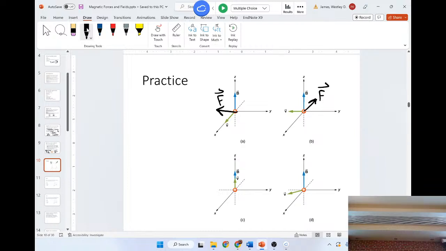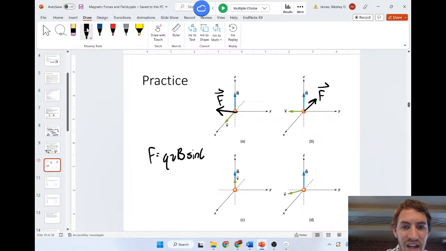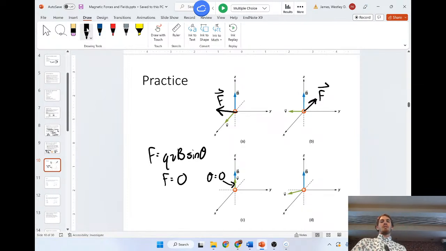This is where the math supersedes the hand. Why is this one zero? Remember, F equals Q V B sine of theta. Here, the angle is 0. We already talked about that. If V and B are parallel to each other, there is no F. There is no force. So in this one, the force will be 0.